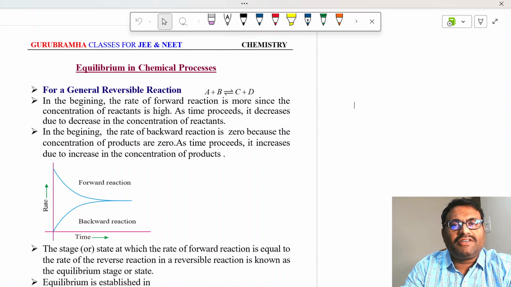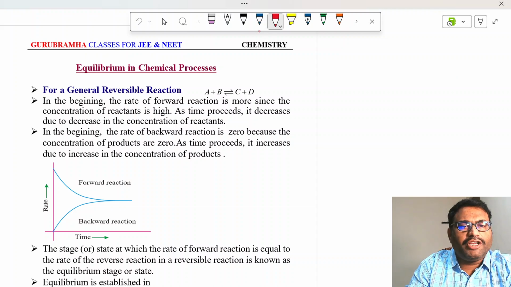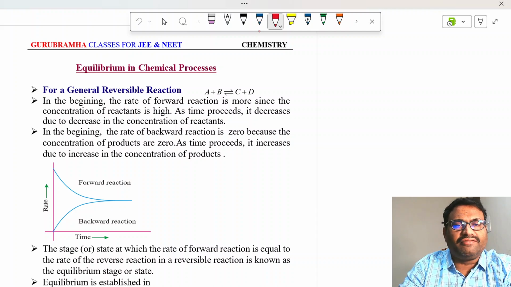Today's topic is chemical equilibrium, and in this session, we are learning the concepts regarding chemical equilibrium. Chemical equilibrium, or equilibrium in a chemical process. So, in a chemical reaction, let us take a chemical reaction.